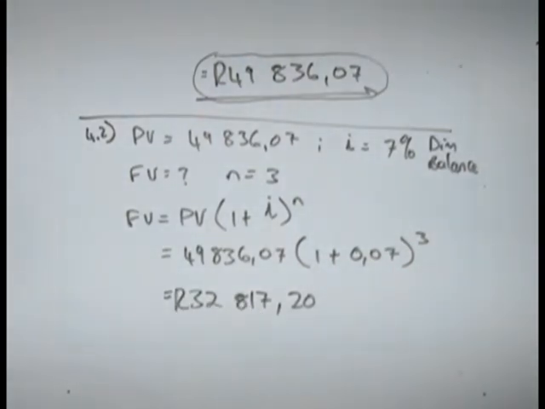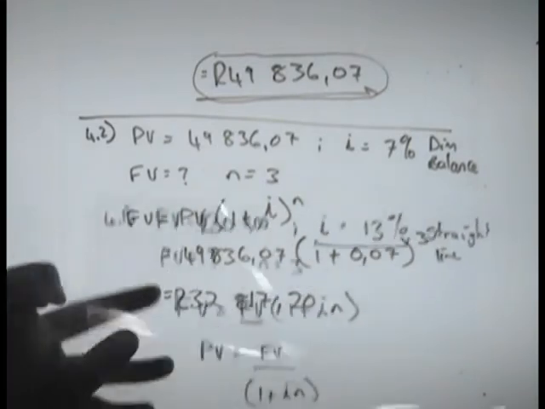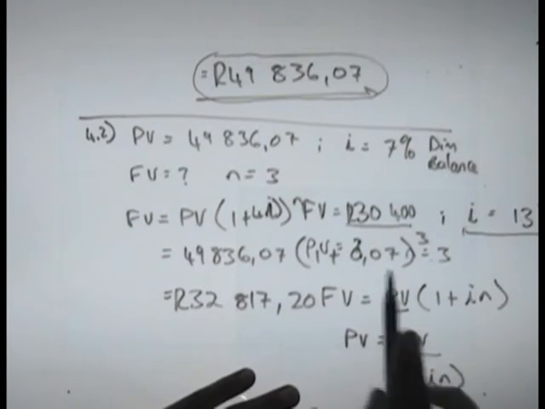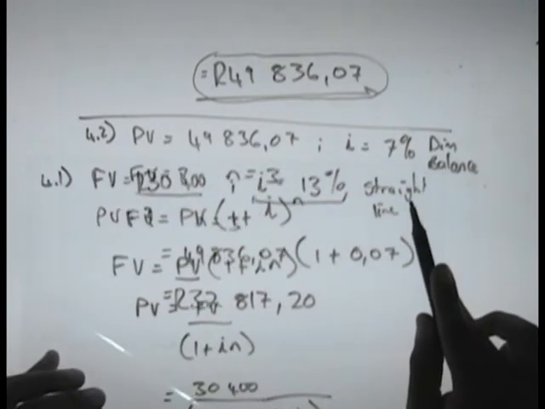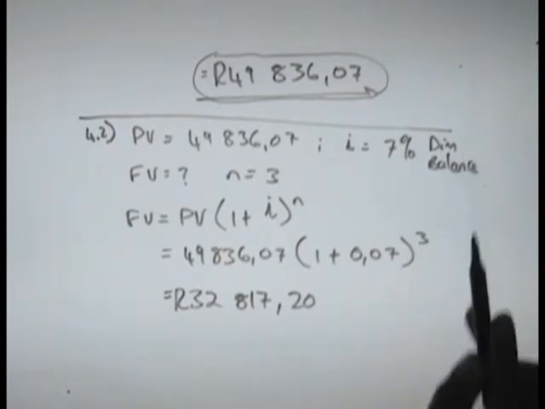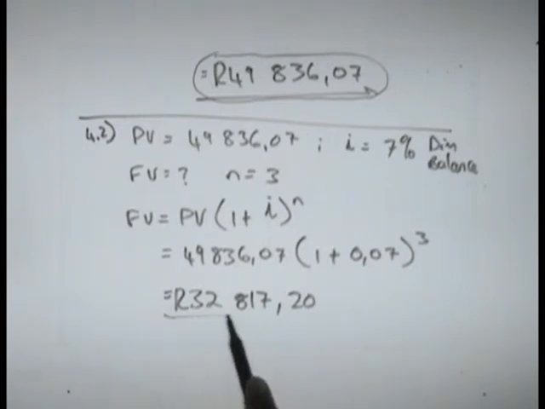Notice something from the previous example. My future value in the previous example was 30,400 Rand if it was straight line depreciation. However, in this case with diminishing balance depreciation, my future value is a little bit higher than straight line. Remember, straight line or simple depreciation is always more expensive than diminishing balance, the same way compound interest earns more than simple interest.